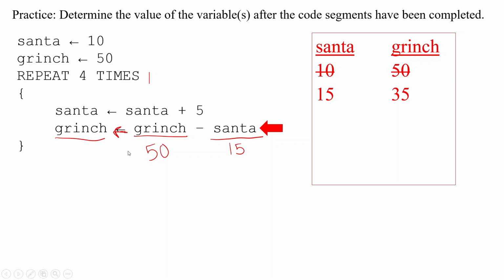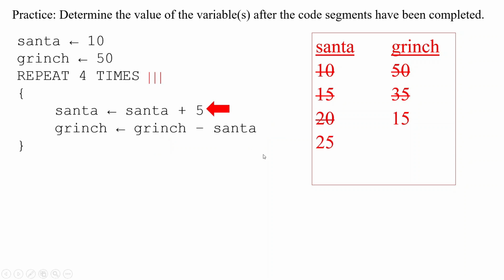That was 1 time through our loop, and we want to repeat 4 times. So the next time through, I'm going to go through the same thing. Santa, which is currently 15, gets 5 added to it to become 20. And then Grinch, which is currently 35, gets 20 subtracted from that, and that becomes 15. So that was 2 times through. The third time through, Santa gets 5 added to it, and then Grinch, which is currently 15, gets 25 subtracted from it. So then it becomes negative 10. And I can see that's 3 times through.